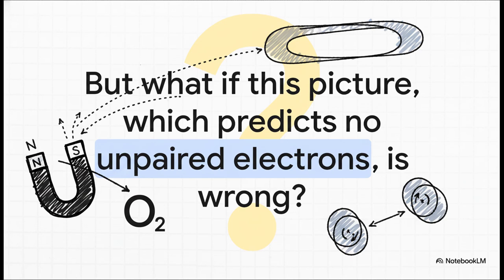Well, here's where it gets interesting. That simple drawing, it's actually wrong. Dead wrong about a really important detail. See, experiments show that if you pour liquid oxygen near a strong magnet, the oxygen sticks to it. It's paramagnetic. And that can only happen if the molecule has unpaired electrons. So that neat, tidy picture we all learned, yeah, it's failed us.